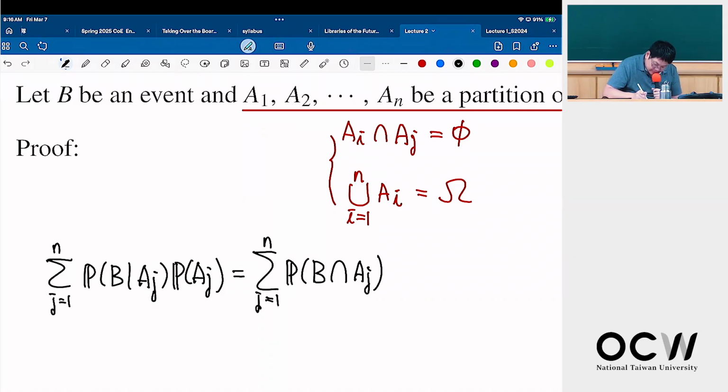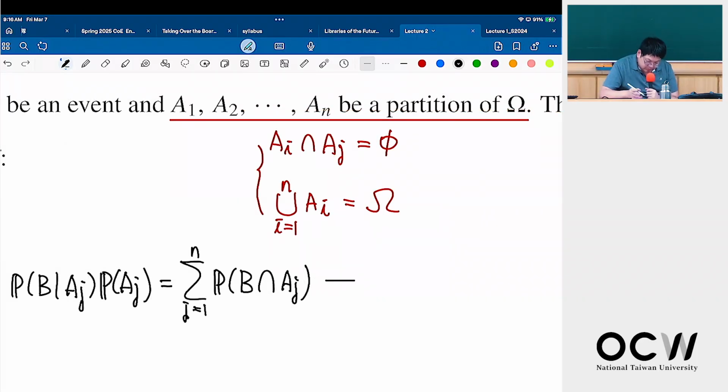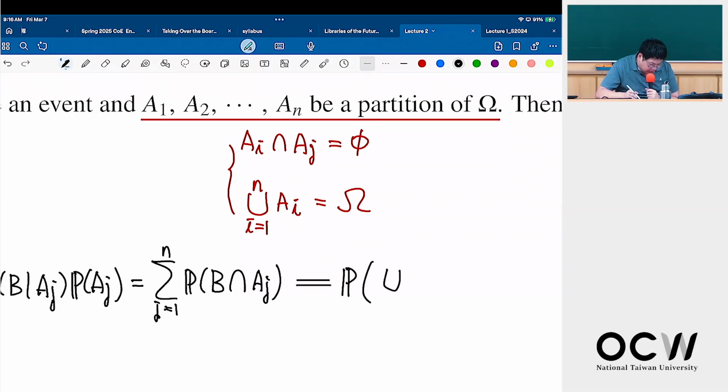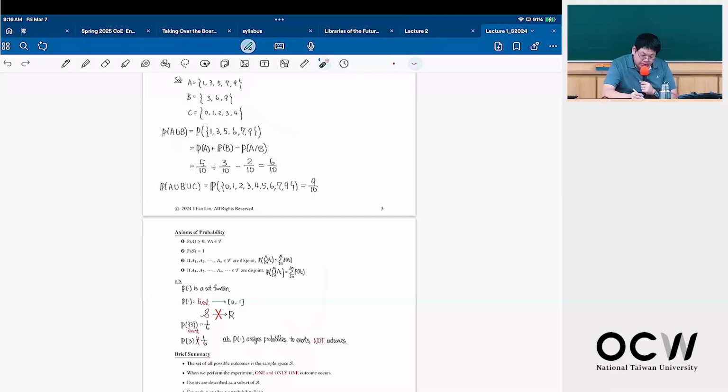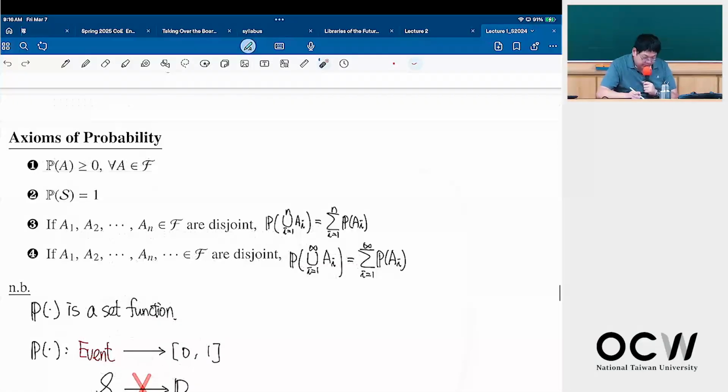And then this equals the probability of the union of B intersect AJ, with J from 1 to n. Here we use the axiom. Where's the axiom? If they are disjoint, the summation of the probabilities will be the probability of the union.